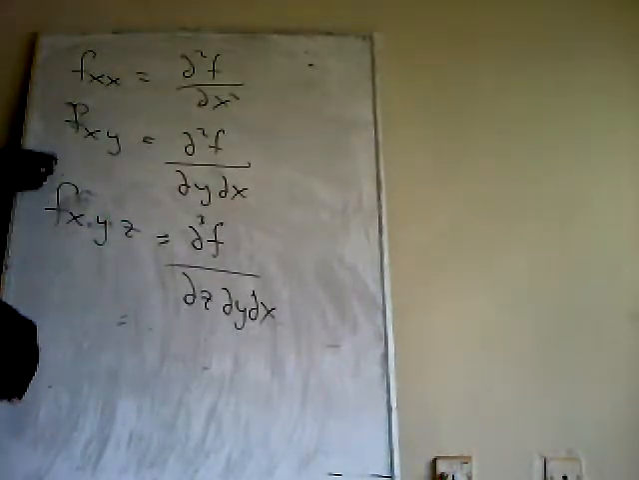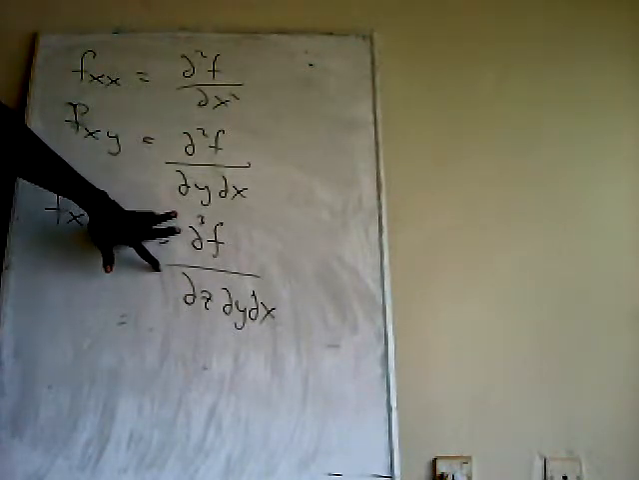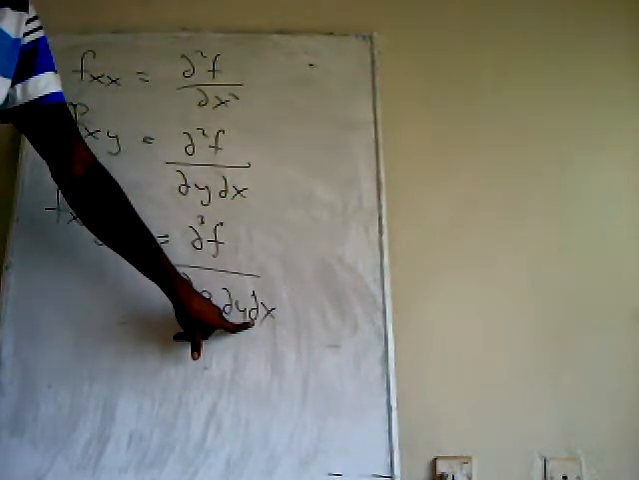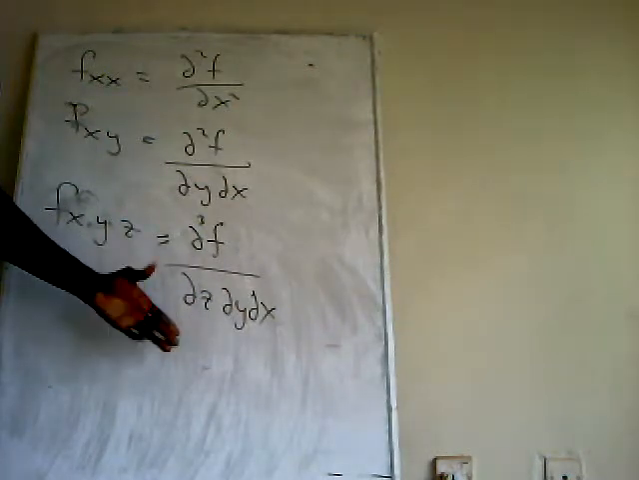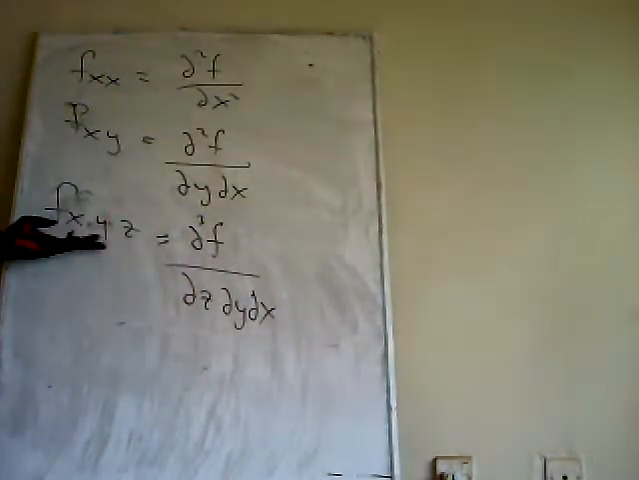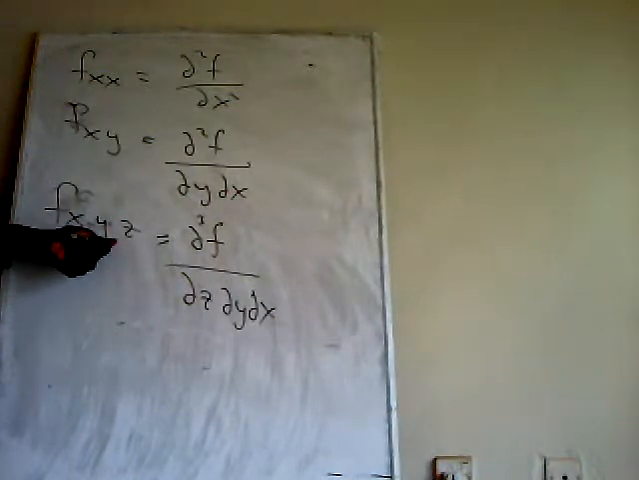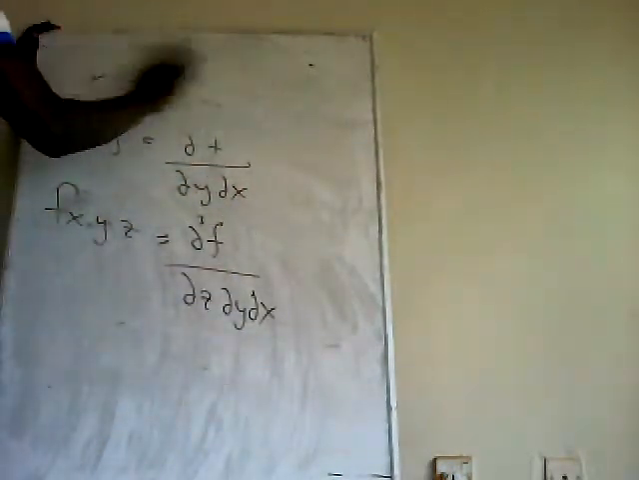Now, what I want you to note is that when you are given this to do, you do del f del x first, then del f del y, then del f del z. That is the notation, okay? But when you come to this notation, we differentiate f with respect to x first, then y, then z. I hope you got that. Let's take an example and move on.